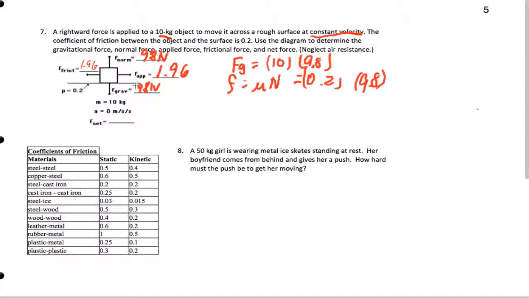Now, another way of saying that the forces are balanced is that the net force, the total force, the sum of all these forces acting on the system, is a big, fat 0.